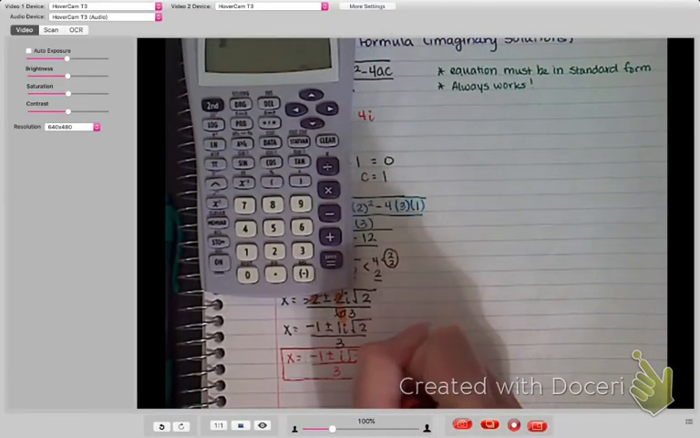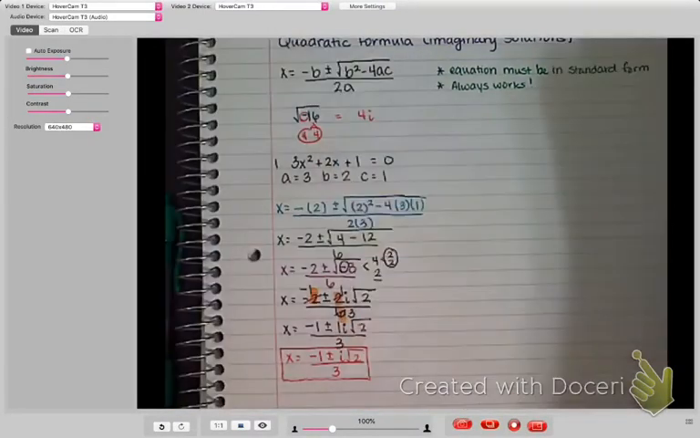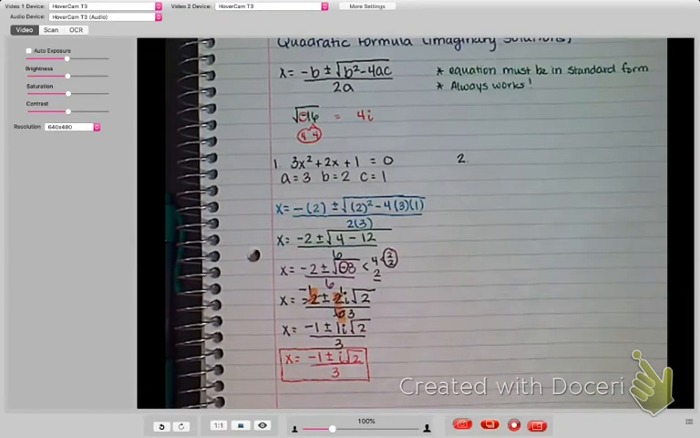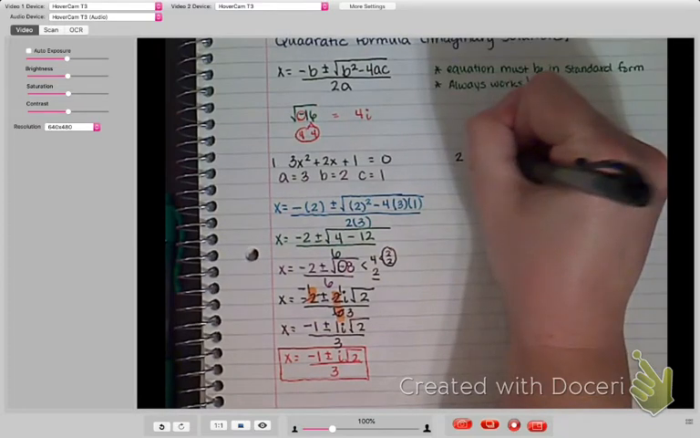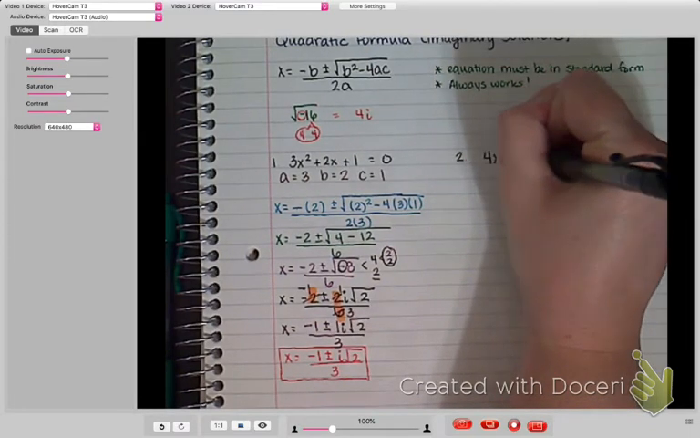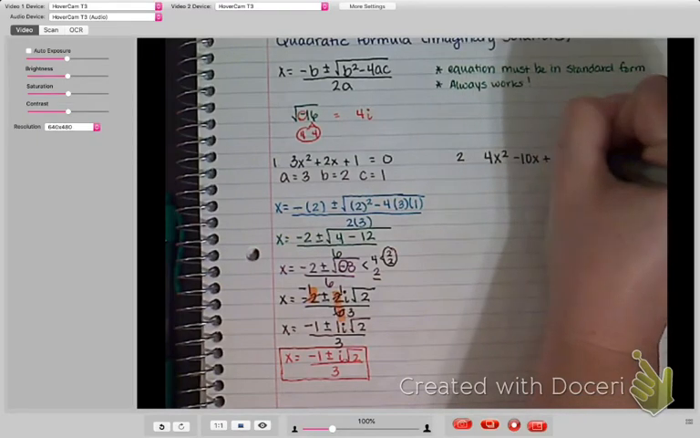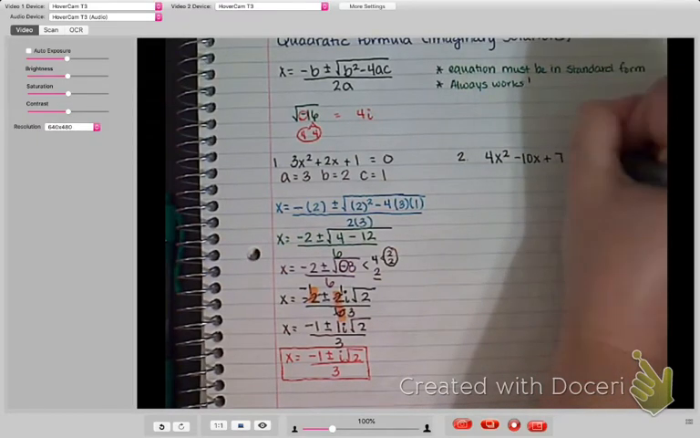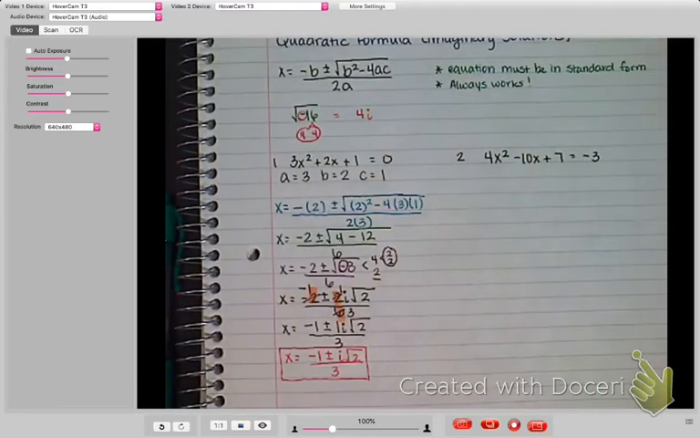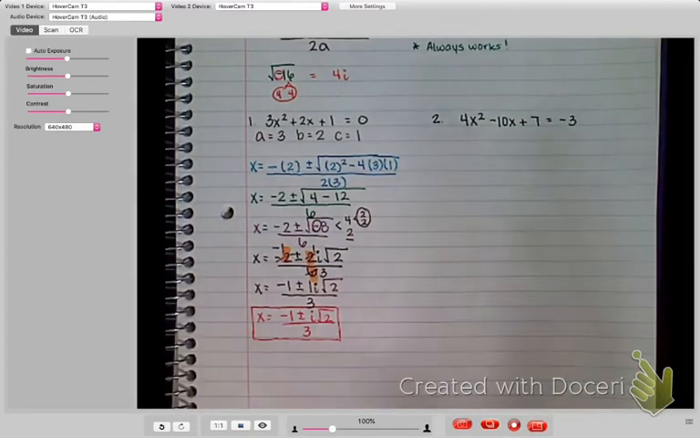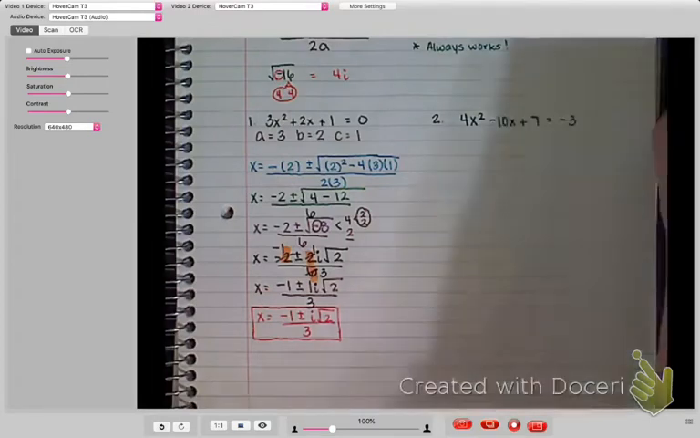All right, let's do one more. Move this guy out of the way. Let's look at, how about 4x squared minus 10x plus 7 equals -3. Okay. And again, if you want to try this on your own, this would be a great time to pause the video. If you want to work it out with me, that's fine too.